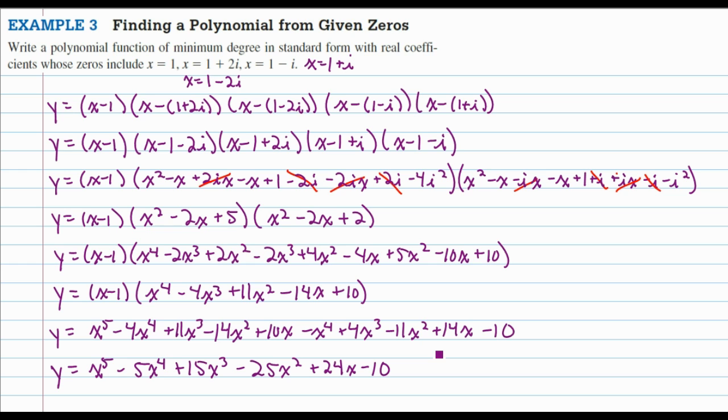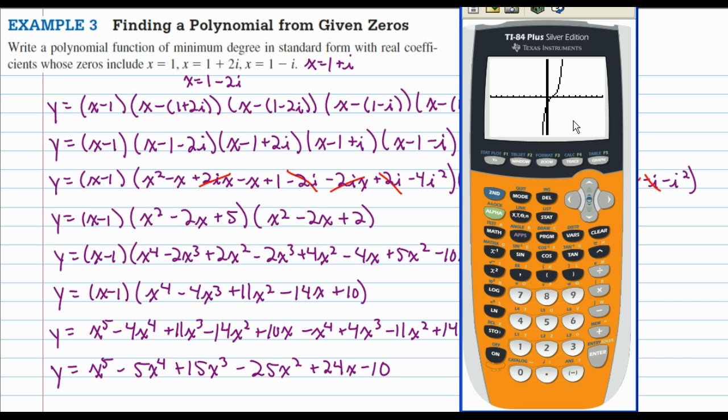This type of problem would not be unreasonable for me to ask of you on an assessment. There is a lot of algebra involved in these few sections here. Now I'm going to graph this on the calculator and see that the graph only crosses through the x-axis at x equals 1. And there it is.